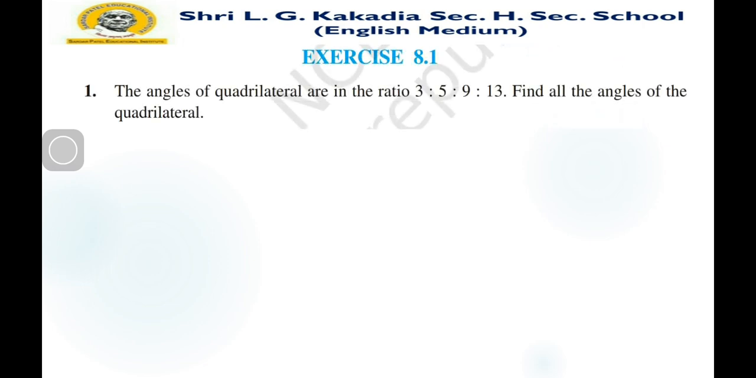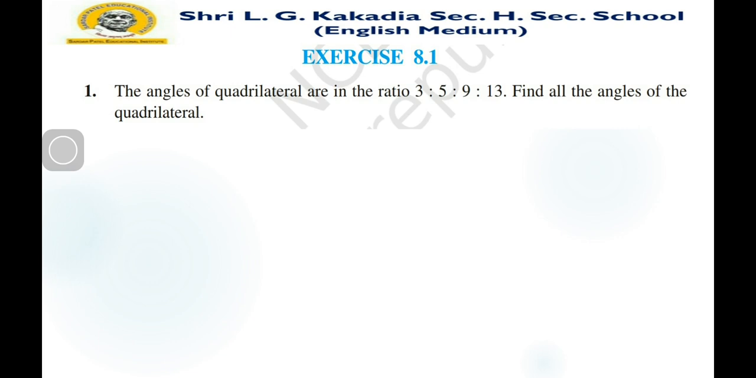Now exercise number 8.1, that is given example number 1. The angles of a quadrilateral are in the ratio 3:5:9:13. Find all the angles of the quadrilateral. Now we are given the ratio of the angles, that is 3:5:9:13, meaning the angles are in such a ratio. Now we are going to find all the angles, but we know the angle sum property of a quadrilateral, that is the sum of angles of a quadrilateral is 360 degrees.